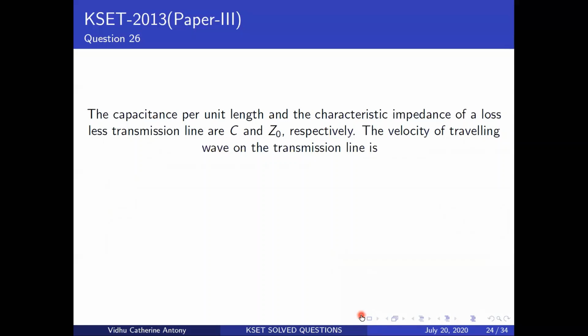Now this is a question that can be solved in 2 ways. I will tell you about the concept of transmission lines and things like that, and then I will tell you how to do it in a quicker way. The capacitance per unit length. Don't forget this, they've said per unit length, so be a little careful about that. The capacitance per unit length and the characteristic impedance of a lossless transmission line, again remember what lossless means, are C and Z naught respectively. The velocity of the traveling wave on the transmission line is, okay? So let's look at the options that are given to you.